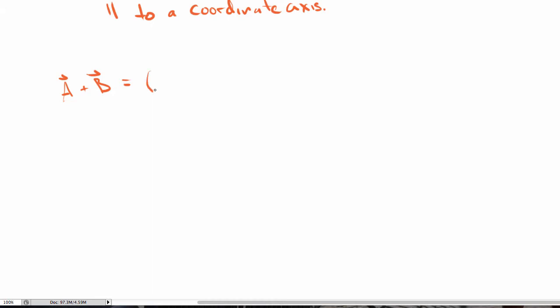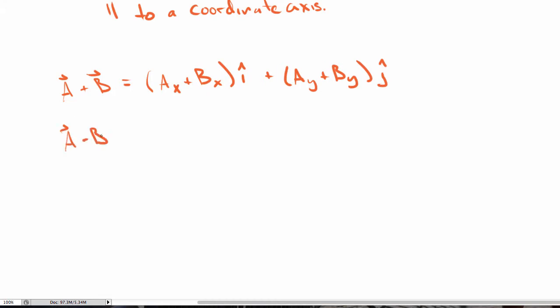So I can write that down using my i hat, j hat notation as (ax plus bx) in the i hat plus (ay plus by) in the j hat. So notice what I've done here. To add two vectors together, I don't just add the magnitudes of these two vectors, I add the components of the vectors. So ax and bx are added, and that's kept separate from ay and by. And so what I'm left with is a resultant vector that has a term in the x direction, the i hat direction, and a term in the j hat direction. Similarly, I can do subtraction.